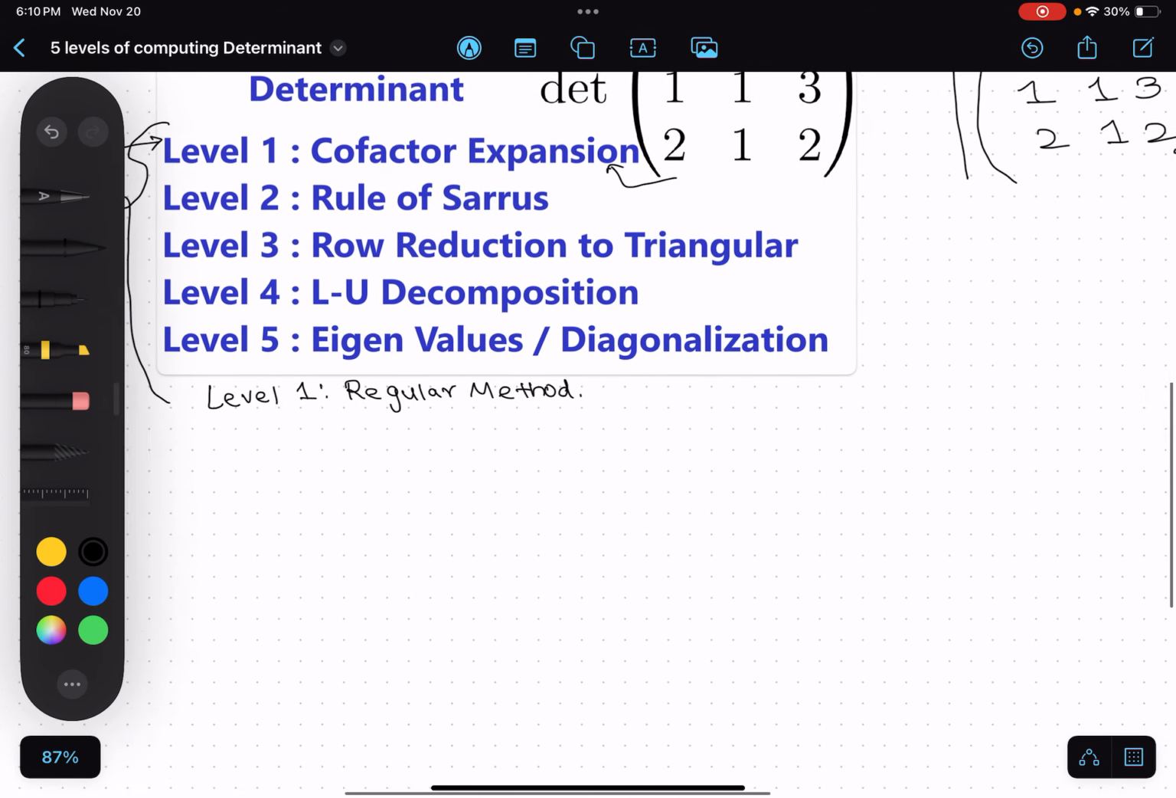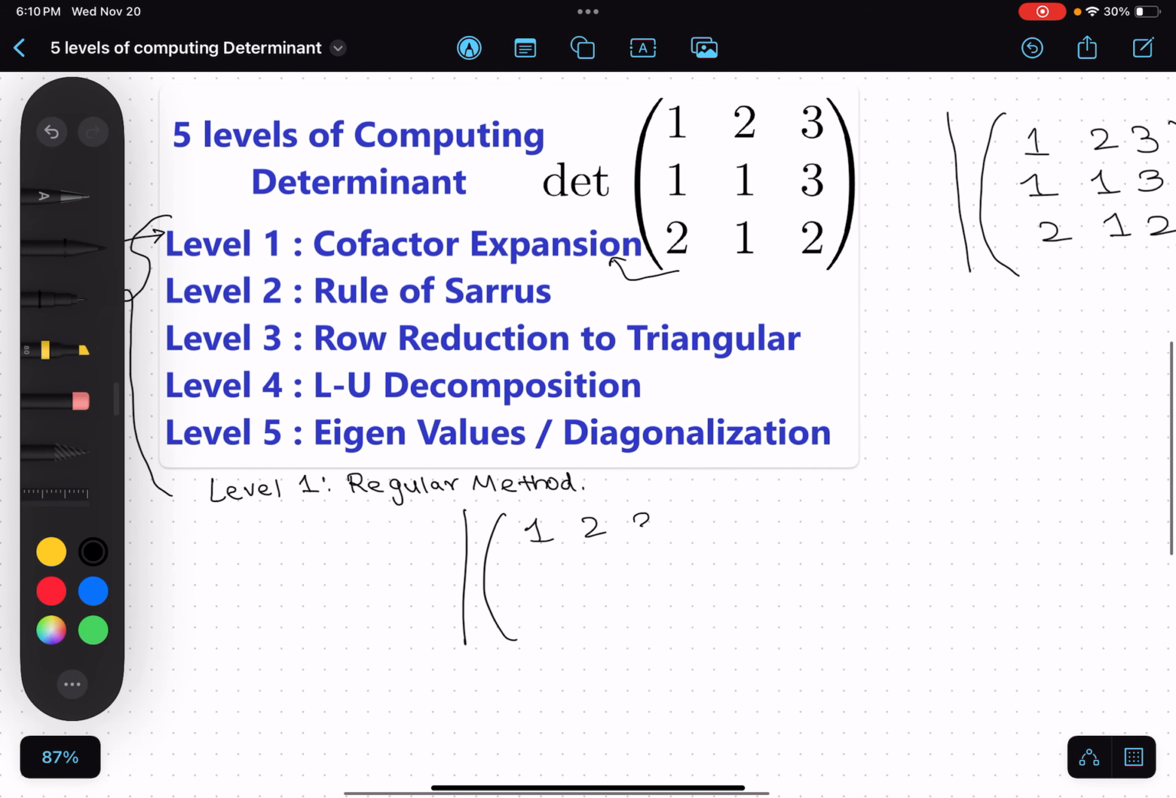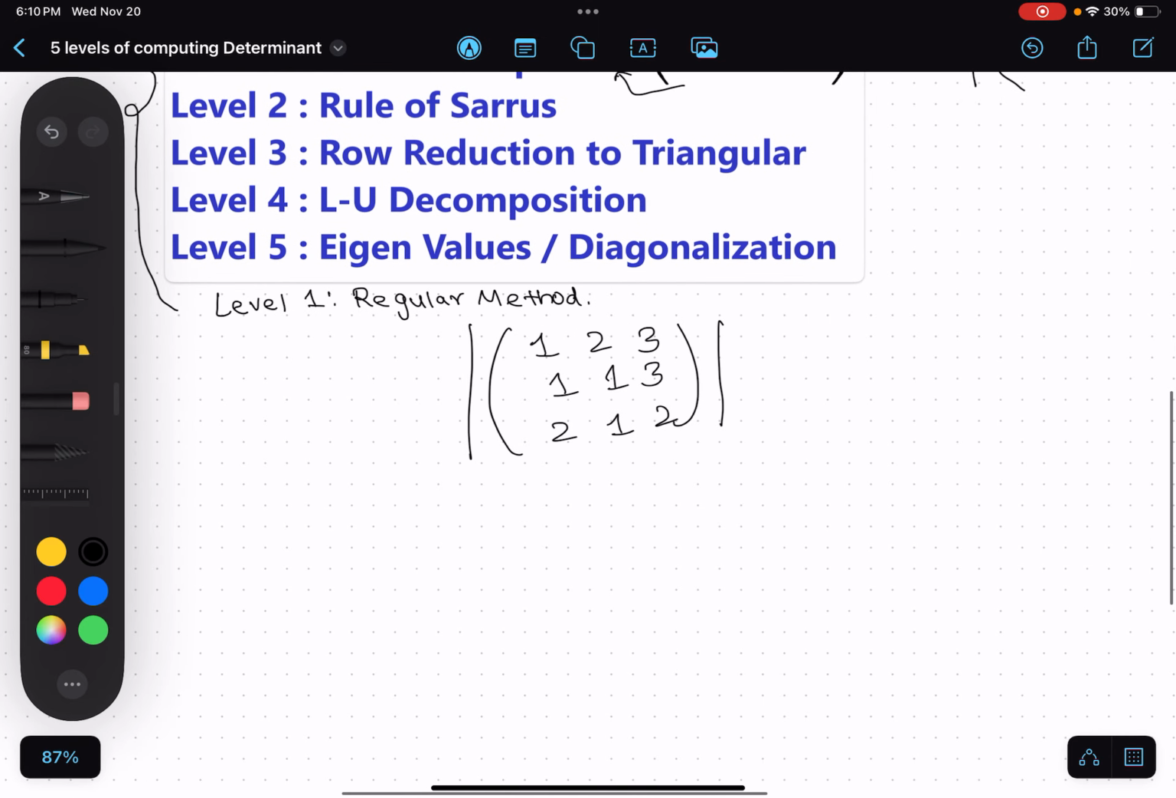So the determinant of 1 2 3, 1 1 3, 2 1 2, right? Now how this works is, first of all, we will assign signs with the matrix. Basically the signs will be in a checkerboard pattern: this place has plus sign, this has minus sign, this has plus sign, minus plus minus, again plus minus plus. We will assign those, right? And now based on those signs we will try to expand this determinant in the following way.